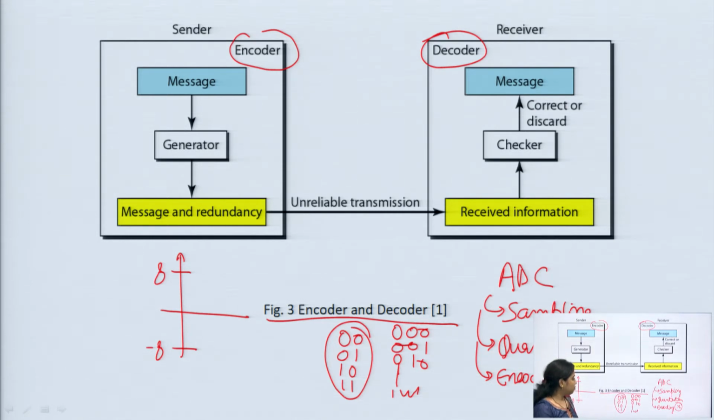So this is the case for the ADC, that is the analog to digital converter. Now, why am I explaining this here? Because in case of encoding, how the encoding will be done is shown by this diagram.